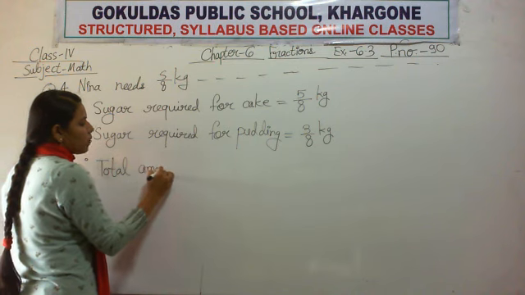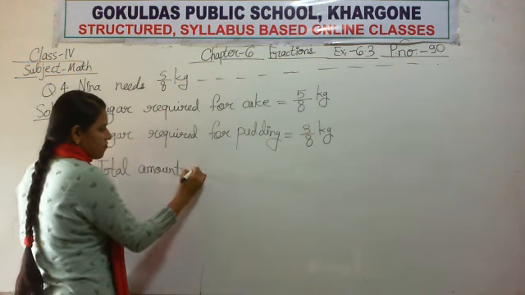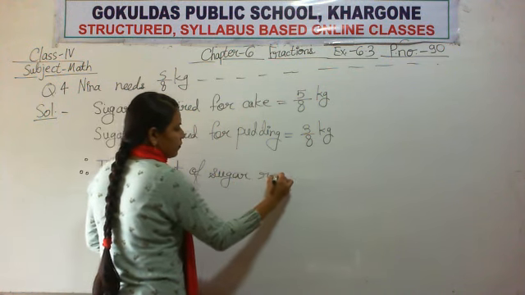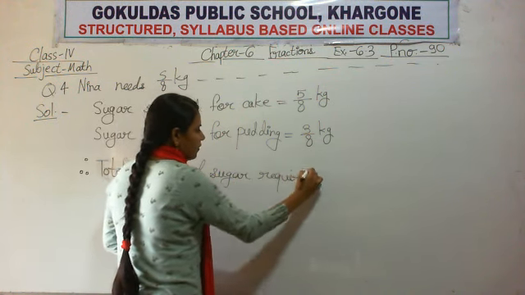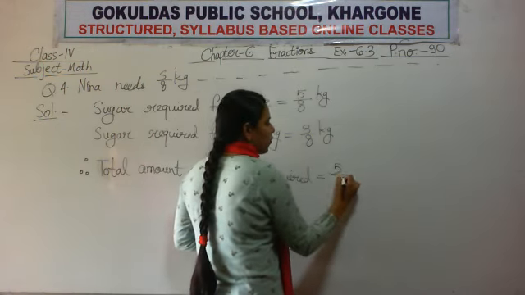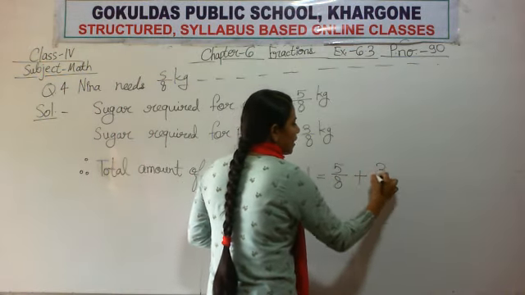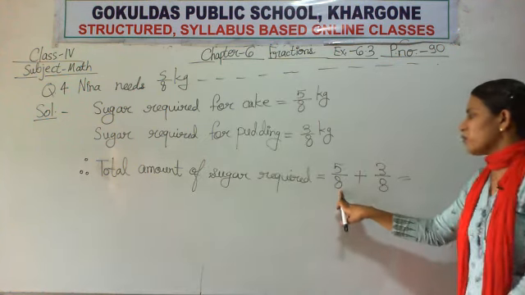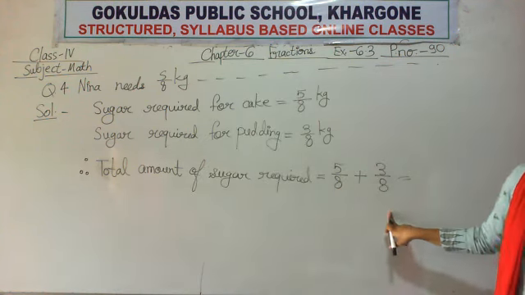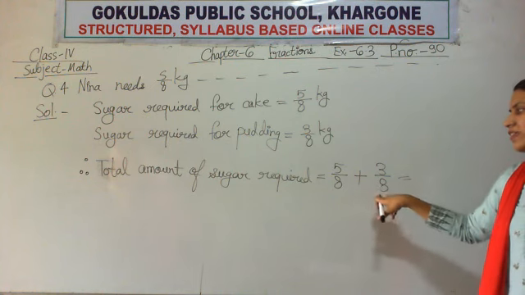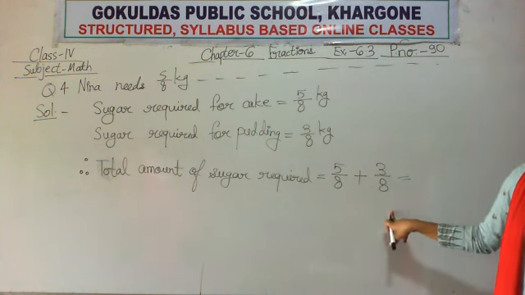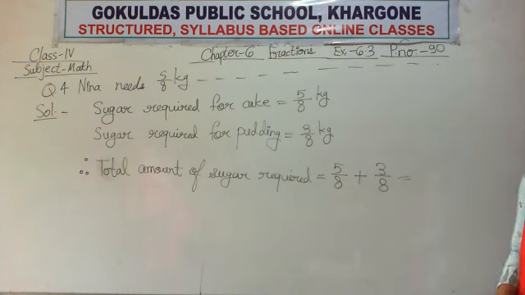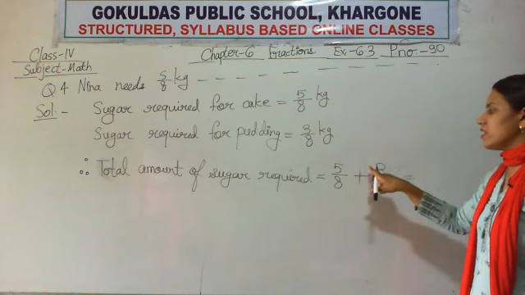Therefore, total amount of sugar required is equal to 5 upon 8 plus 3 upon 8. Now add both these fractions. 5 upon 8 is a fraction, 3 upon 8 is a fraction. Both are fractions. Now check the denominator. If you want to add both the fractions, check the denominator. Both the denominators are the same. So what do we do? We add the numerators.